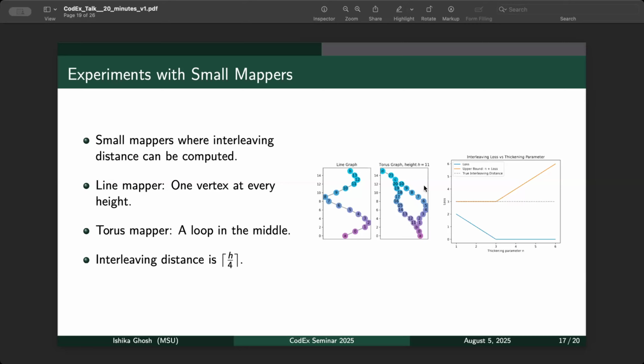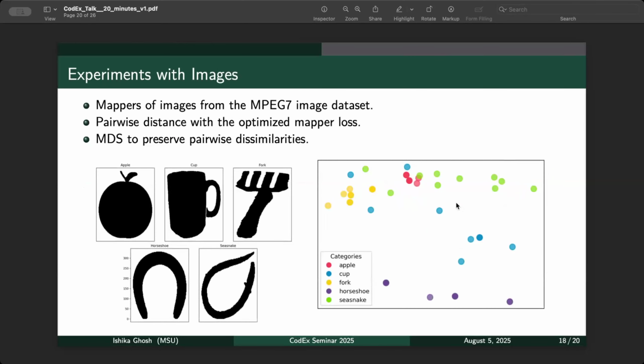And I can see that for these sorts of mappers, my upper bound actually reaches the interleaving distance. If you look at the picture on the right, the gray dotted line is what the interleaving distance should be, and this orange line is the upper bound, and this is the loss, so n plus loss. And I see that even for n equal to 1, when I optimize my loss, the interleaving distance is actually equal to the upper bound. That is great.